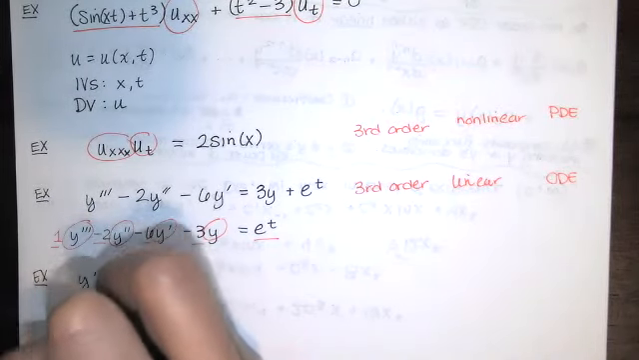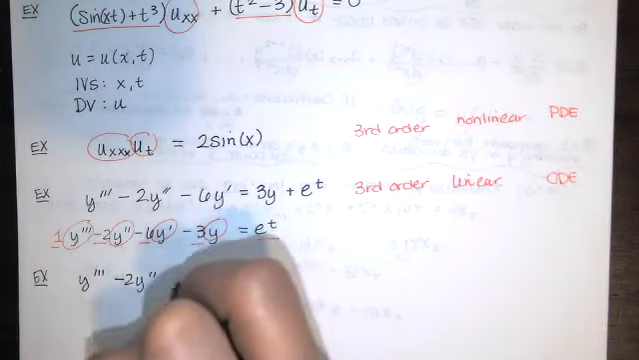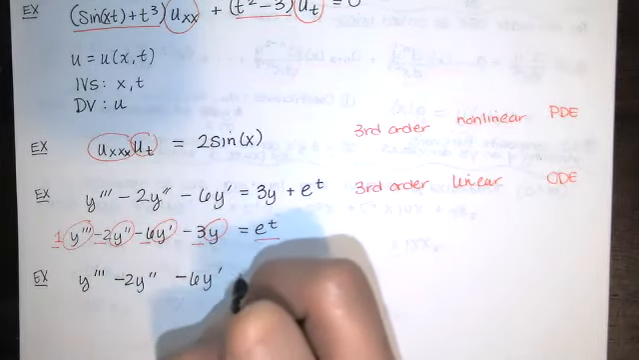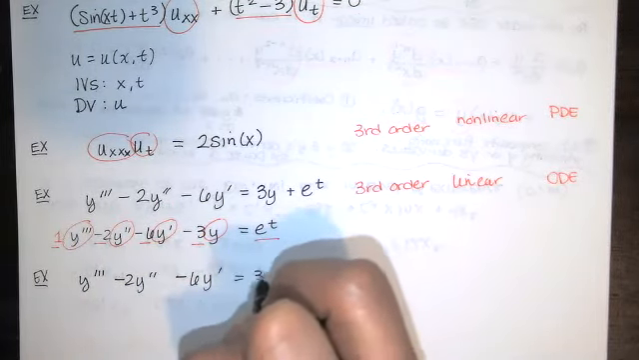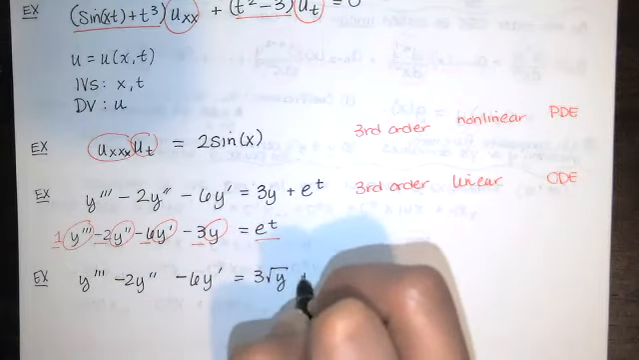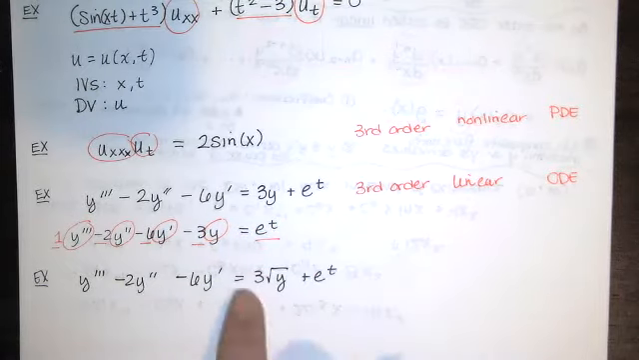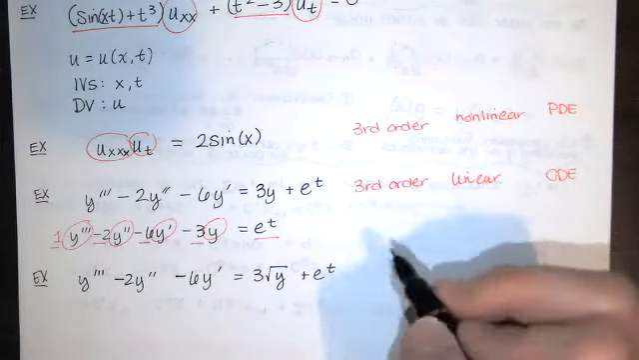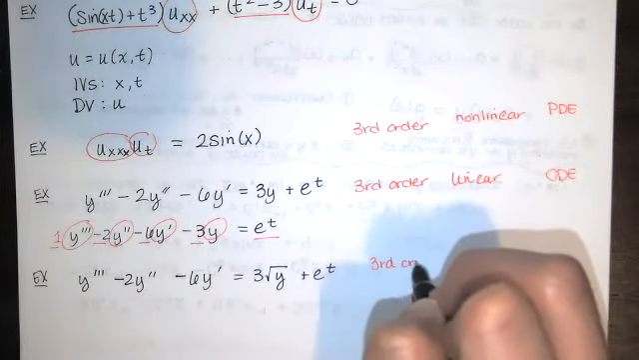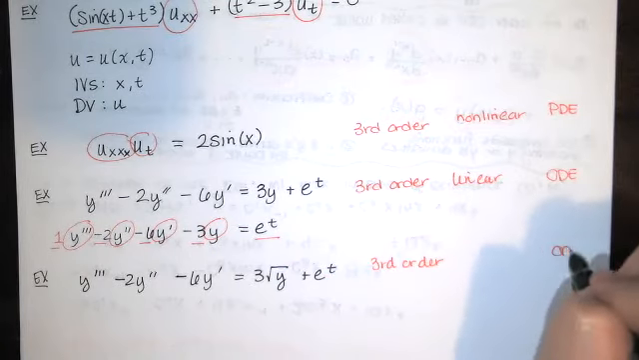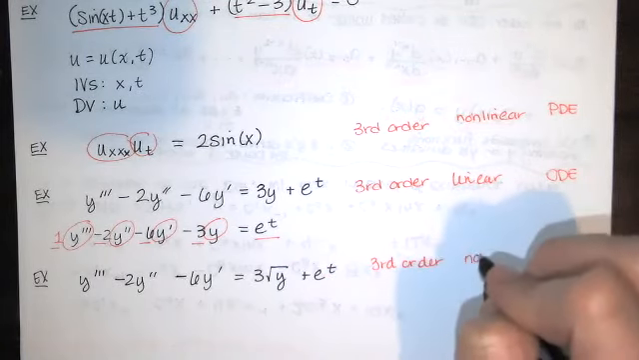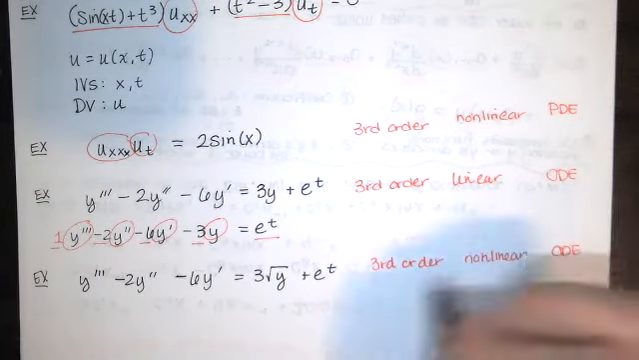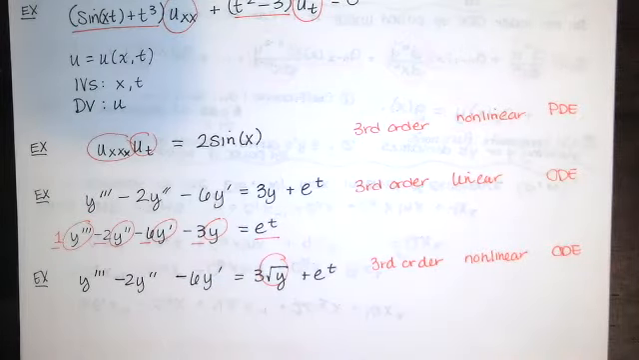But if I change it just a little bit, that square root makes it nonlinear, because now y is not raised to the first power, it's raised to the 1/2 power. So this is still a third order ODE, but it's nonlinear because that y is raised to the 1/2 power.